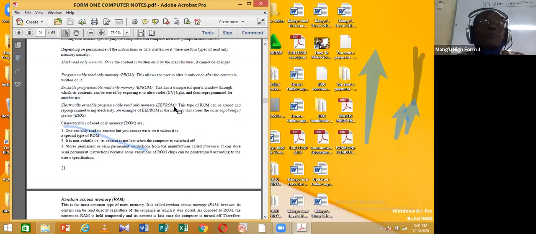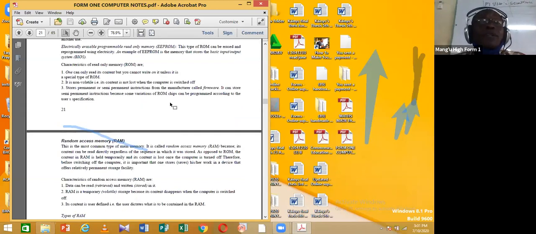Characteristics of ROM: it can only be read and you cannot write on it, it cannot be altered easily. Among the four types up there, some can be altered, but here the term is easily. There are ways of altering data, but not as easy as the data stored in RAM. In RAM, you can edit that data. Editing means erasing and changing that data into the format you want. That is not possible with ROM stored data.